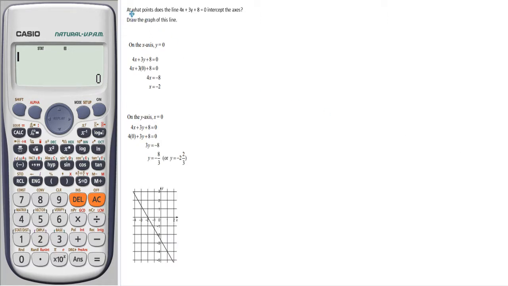Now here it says, another example. At which point does the line 4x + 3y + 8 = 0 intercept the axis? And also draw the graph of this line. On the x-axis, y equals 0, so you substitute 0 for y inside the equation to find x. And the same thing to find y, you substitute 0 for x, and you find those two coordinates. Here you have it: x is equal to -2, and y is equal to -2 and 2/3. And you plot your graph.